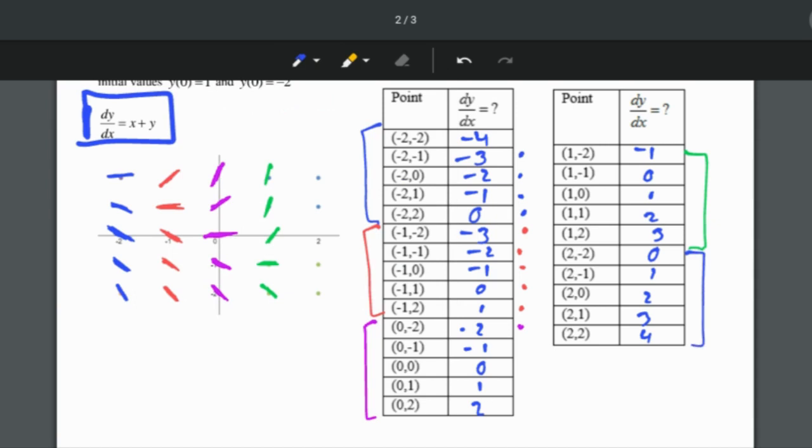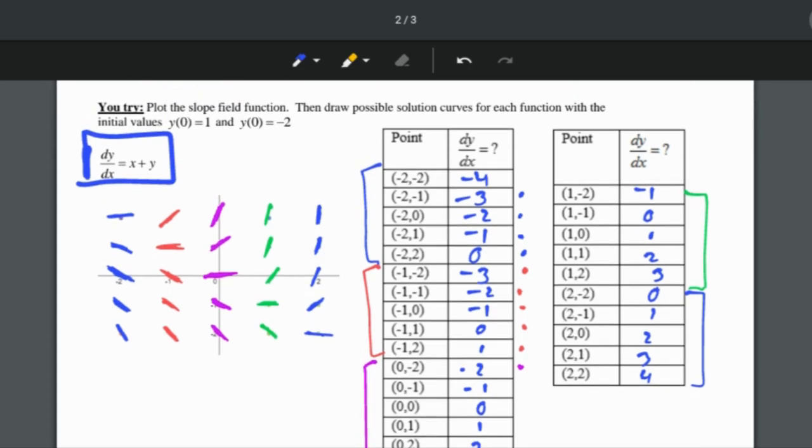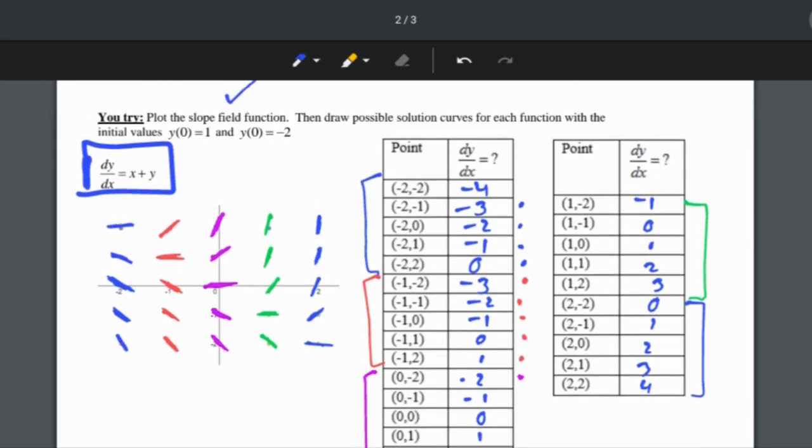All right, and the last one, we've got 0. We've got +1. We've got +2, a little bit more vertical, +3, a little bit more vertical, and +4, a little bit more vertical, but not quite straight up and down. All right, something like that is a quick way to do it so you don't have to think too hard every time. All right, so that's our slope field. Step 1, plot the slope field.